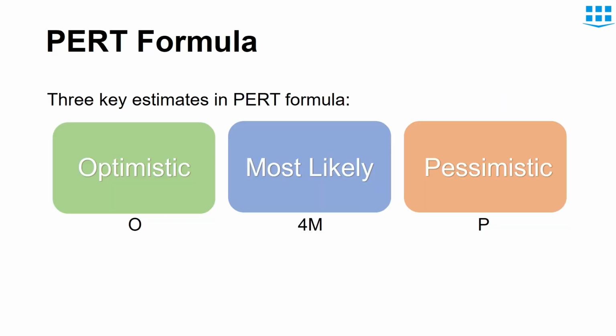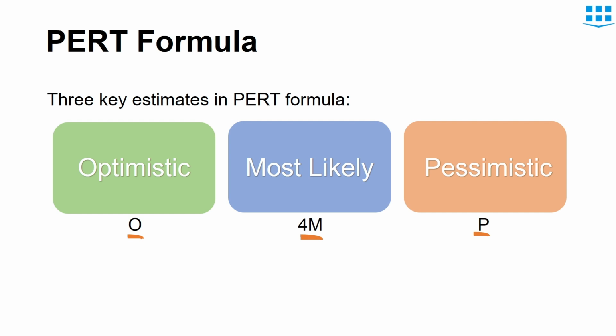In PERT, you have three key time estimates. The first one is optimistic. Optimistic is the best case scenario. This estimate can be achieved if everything in the project goes perfectly. The second term is most likely. This most likely term is the most realistic one, which is most likely to happen in the project. And the third one is pessimistic term. This pessimistic term is the worst case scenario where we consider that everything in the project goes wrong.